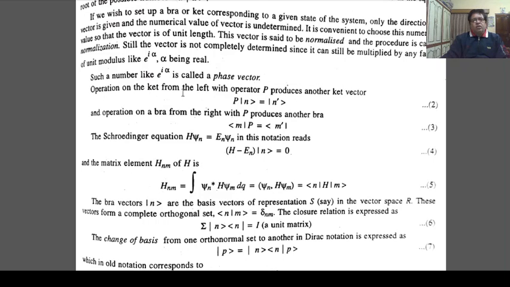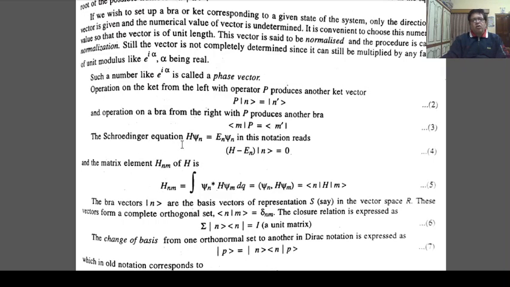Operation on the ket from the left by an operator P produces another vector. If P operates on ket |n⟩, it equals |n'⟩, another ket vector. And operation of any bra from the right with P produces another bra vector: ⟨M|P equals ⟨M'|.